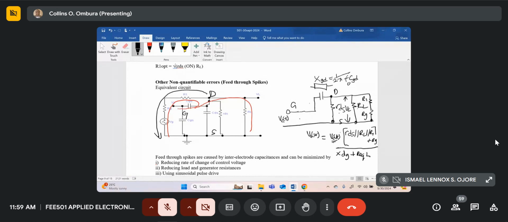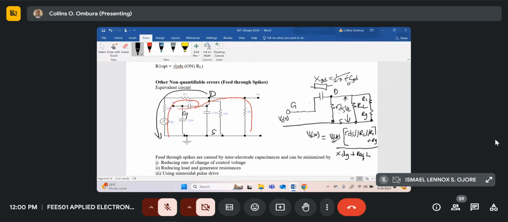remember RDS is dynamic. One time it will be maybe 10 to the power 10 ohms. The other time it will be maybe 25 ohms. And since RDS, which is dynamic, is in parallel with RL, it means if RL is small, the whole function of the numerator is small. So if the numerator is small, multiplied by the amplitude of VC of t, everything will be small. So that gives us our second point there.